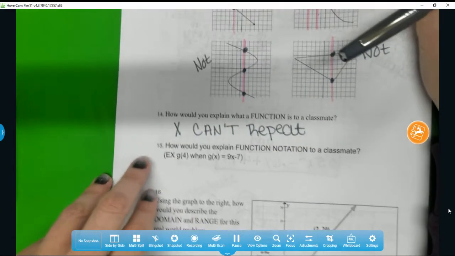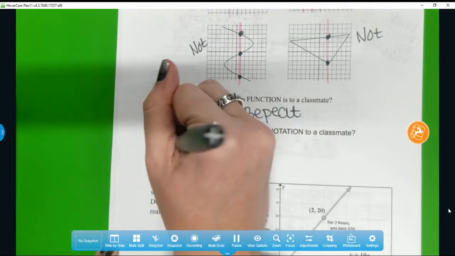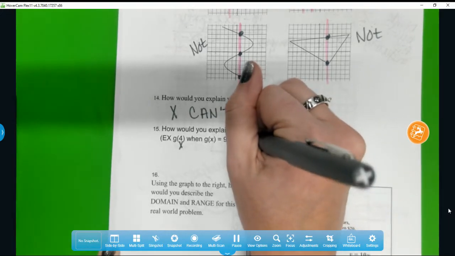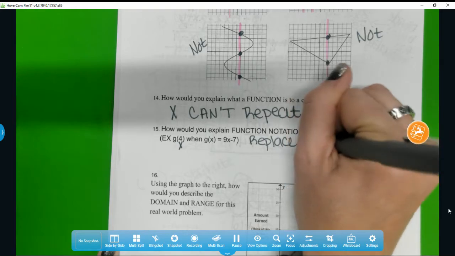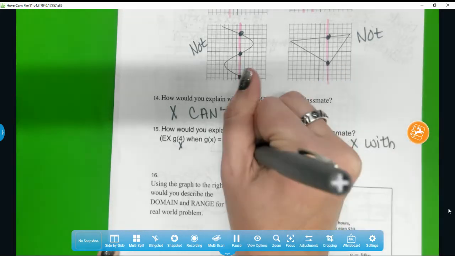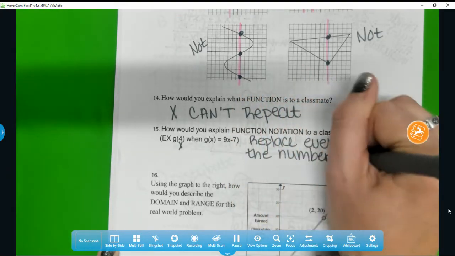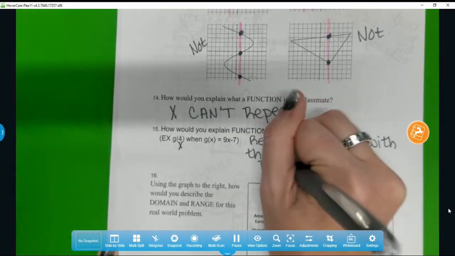Okay? All right, so for number 15, how would you explain function notation to a classmate? Okay, so here you could say, replace every x with the number in parentheses.